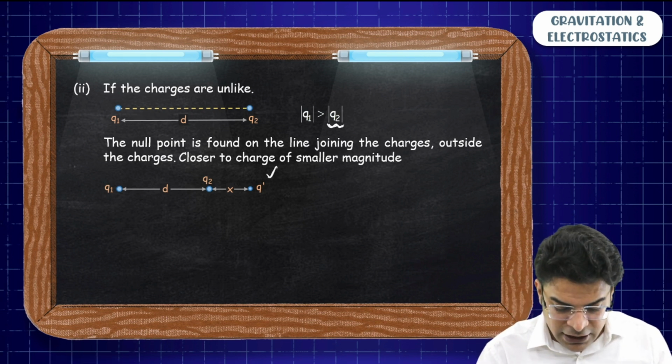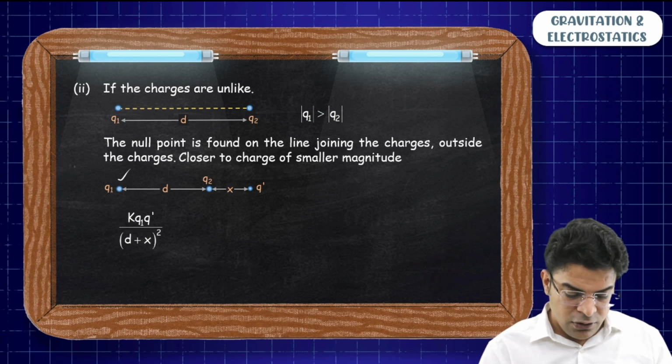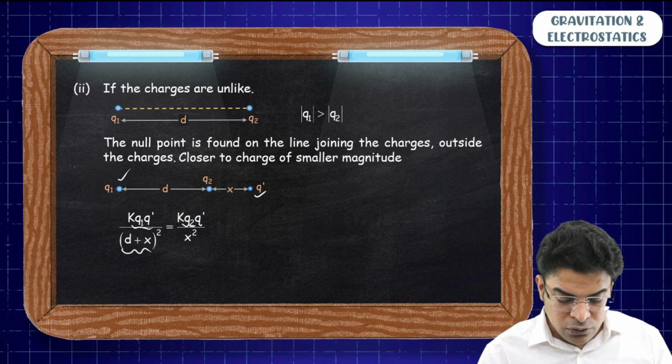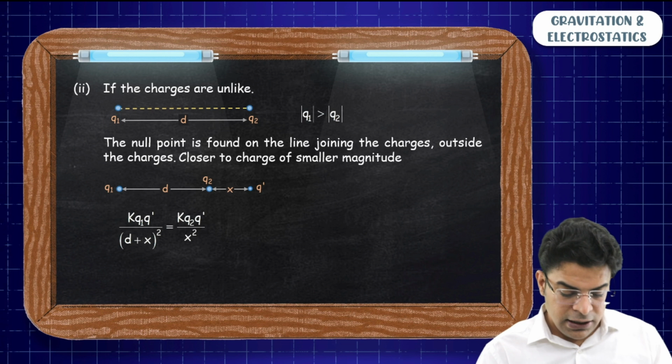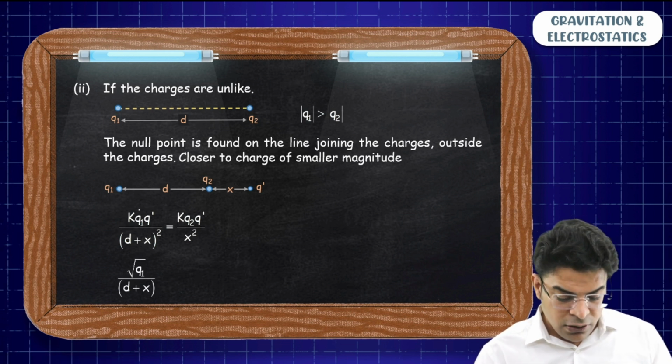That's why I have taken the null point here. Now you will write from force balance: k q1 q dash upon (d plus x) whole square equals k q2 q dash upon x square. Cancelling out k q dash and taking under root, you will get root q1 upon (d plus x) equals root q2 upon x.